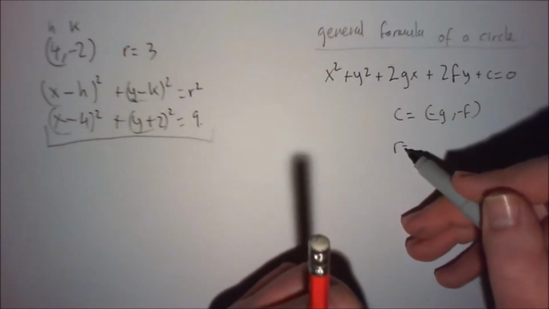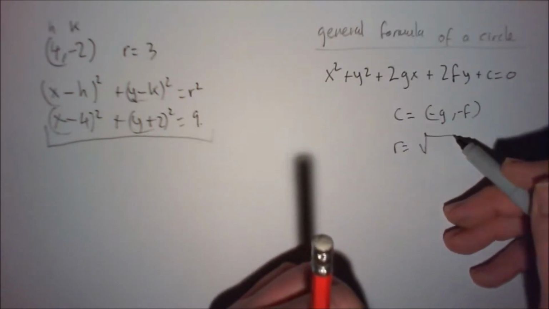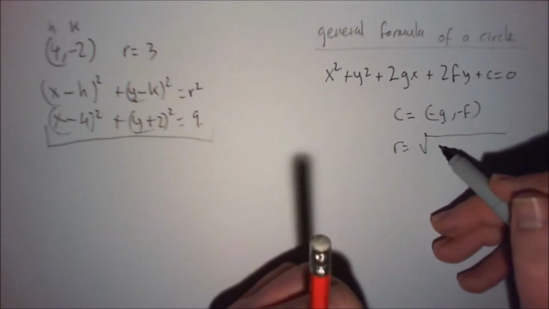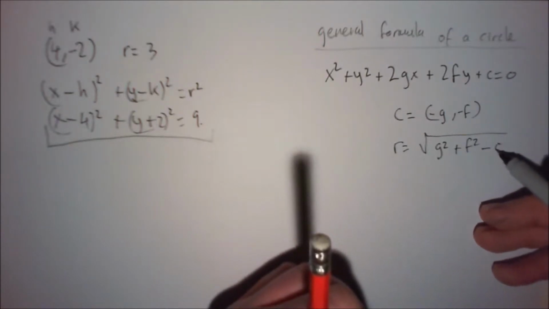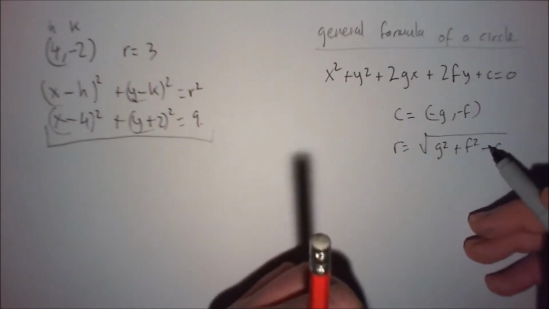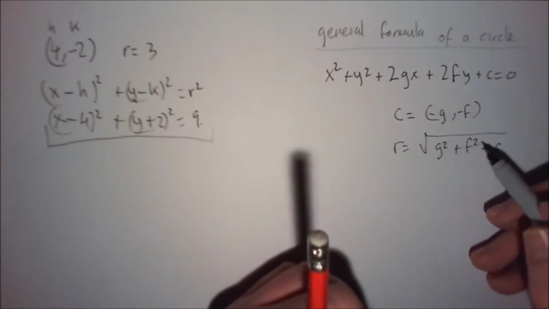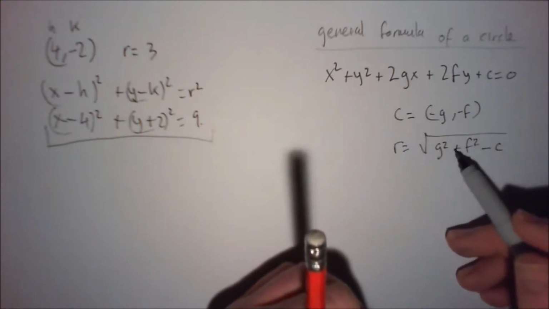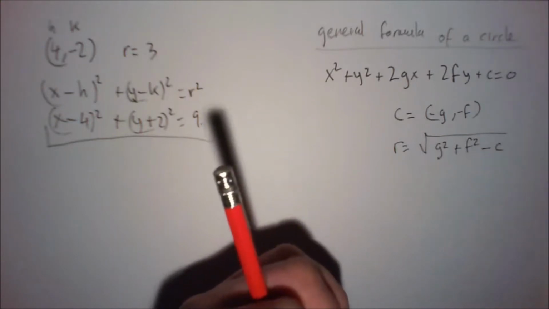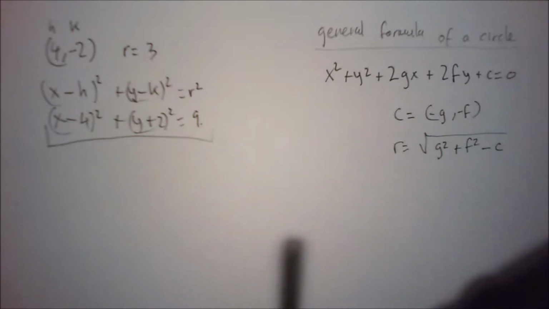And the radius is always going to be the square root, and this is important, of g squared plus f squared minus c. That's a built-in minus there. Again, this only works if the value underneath the square root is greater than 0. If this is less than 0, it's not going to work. But that's another story entirely.